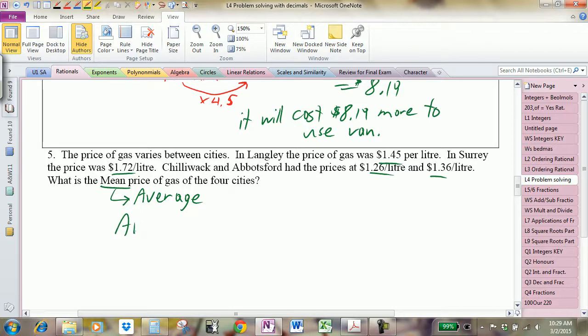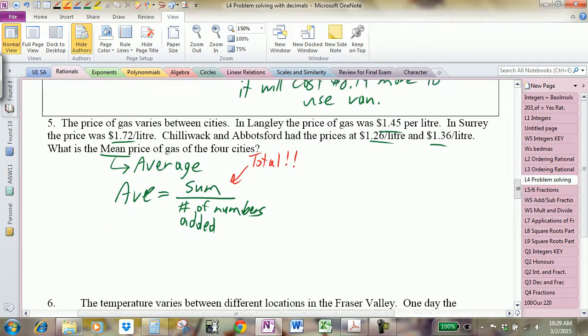So your average equals your sum divided by the number of numbers added. Okay. Now it's important that you find the total. It's so important because your calculator otherwise will only divide the last number. So you gotta press equals. You need to press your equal sign and find that sum.